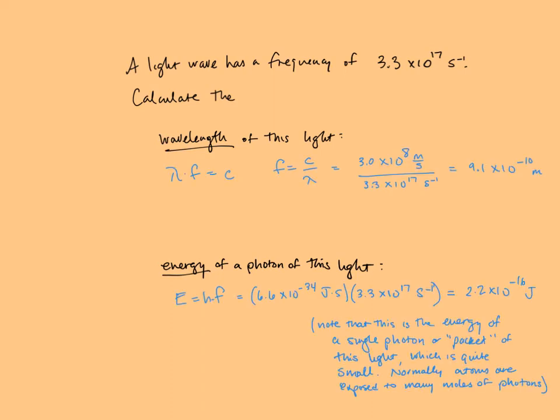Here you will see the problems worked out. Pause here and examine what I've done. Check the units. Make sure that I've done this correctly. One thing I do want to note down here is the energy you calculate using the Planck's constant equation is going to be a rather small number, and that's because it reflects the energy of a single photon. Photons are very small. Normally we're dealing with moles and moles of photons.